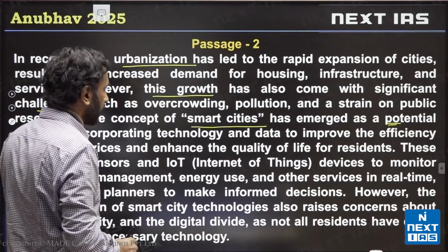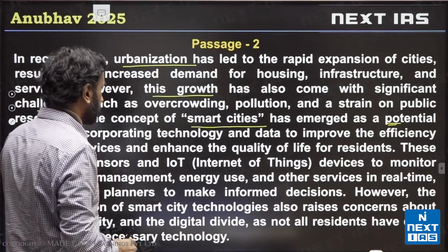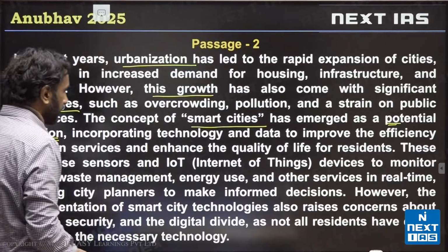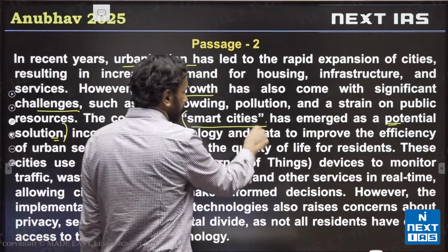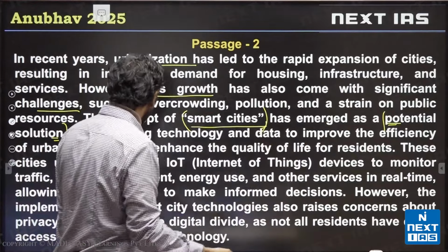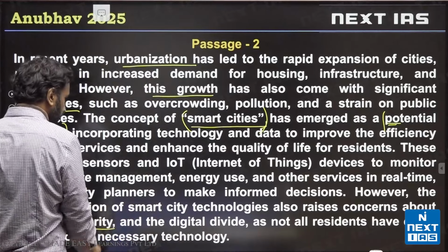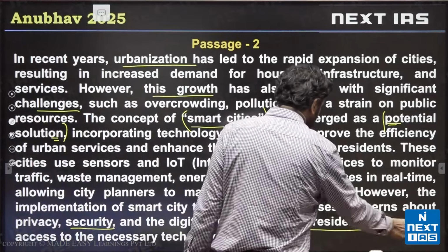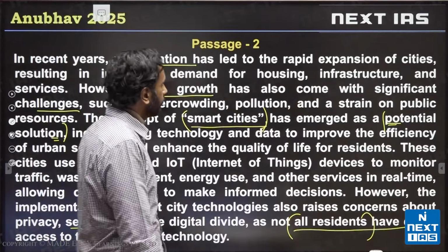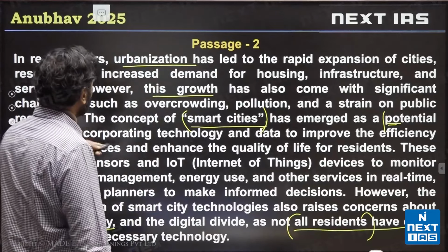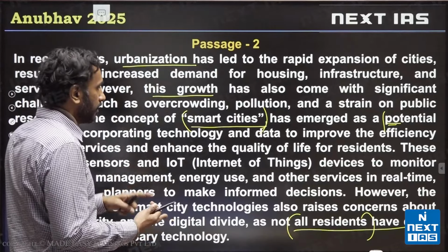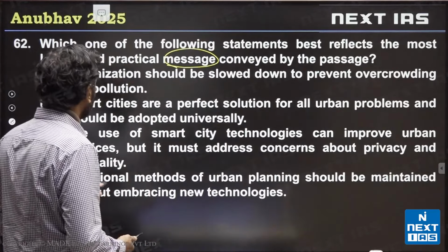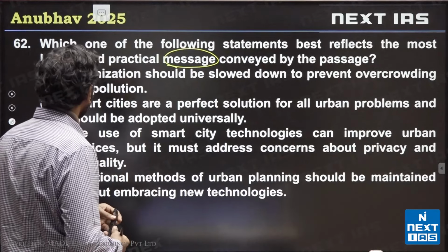These cities have sensors and Internet of Things devices to moderate traffic, waste management, etc. However, the implementation of smart technologies also raises concerns about privacy and security. So this potential solution of smart cities has its own challenge, which is a security challenge and digital divide, as not all residents have equal access to necessary technology. So security challenge and equity challenge of the solution. So solution exists, but there is a security challenge to the solution and an equity challenge to the solution. Let's look at which option we can choose as correct message.